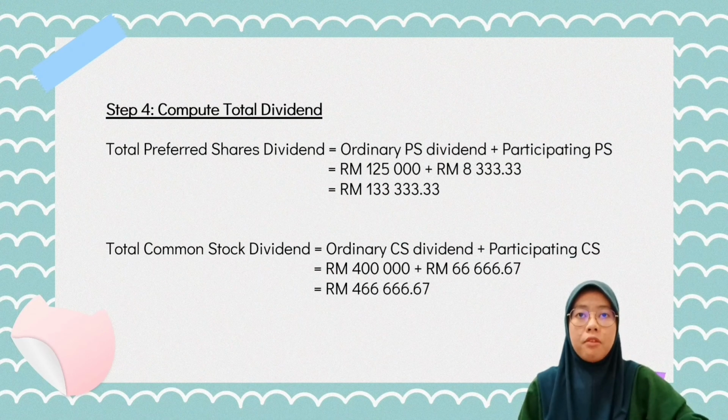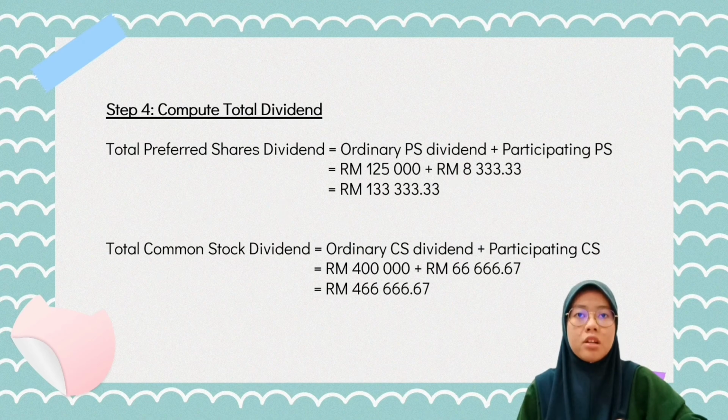Moving on to step 4, we will need to compute the total dividend. For total preferred shares dividend, the formula is ordinary preferred shares dividend plus participating preferred shares. So, key in the numbers, which is 125,000 ringgit plus 8,333 ringgit 33 sen equals 133,333 ringgit 33 sen.